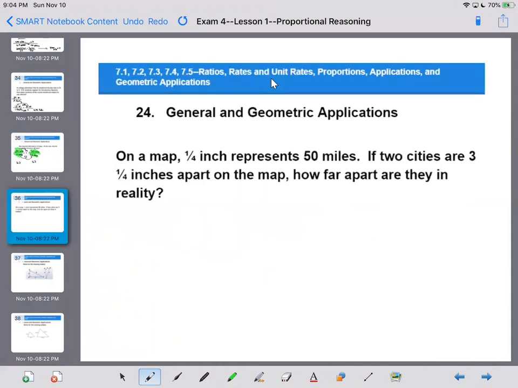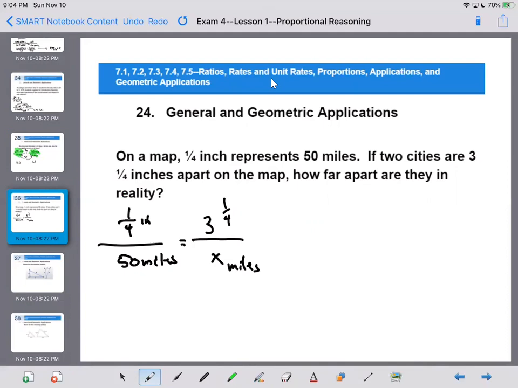On this next one, we know on a map that every 1/4 inch represents 50 miles. If two cities are 3 1/4 inches apart, how far is that in reality? So that reality part is in miles.